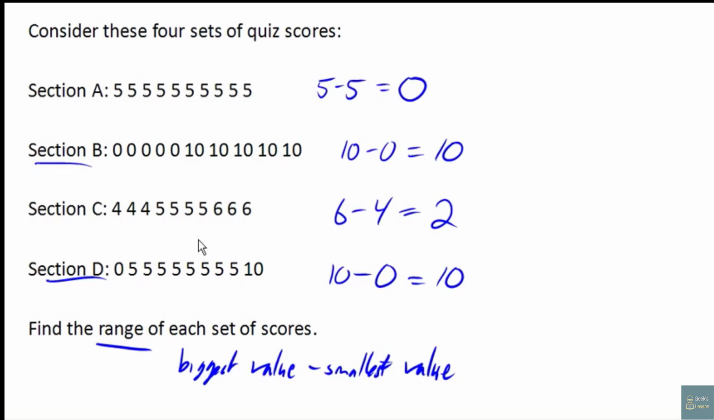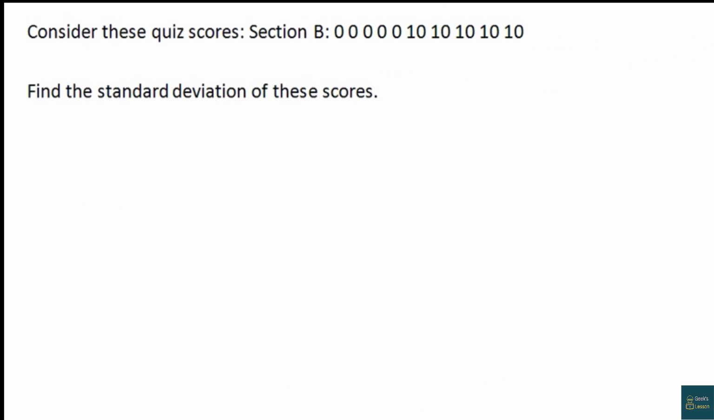And so, while the range is a useful measure of spread, we would eventually like to have a different, more specified measure that looks a little deeper than just the range of values. So next, we're going to look at a different measure of spread called the standard deviation. And so we're going to be measuring deviation or difference from the mean.